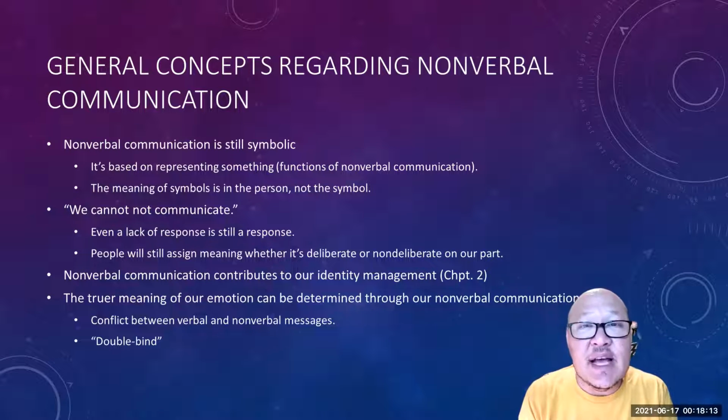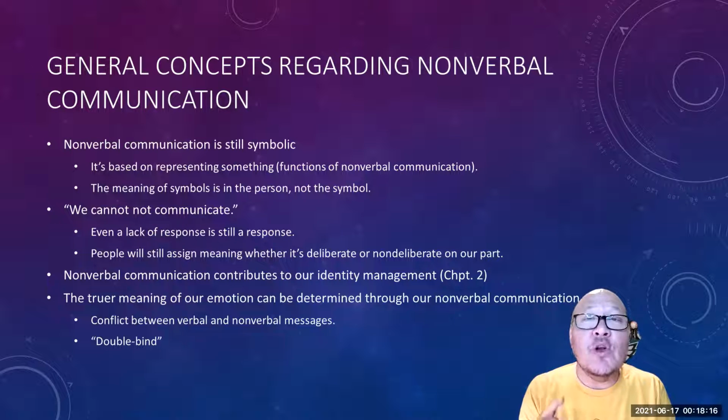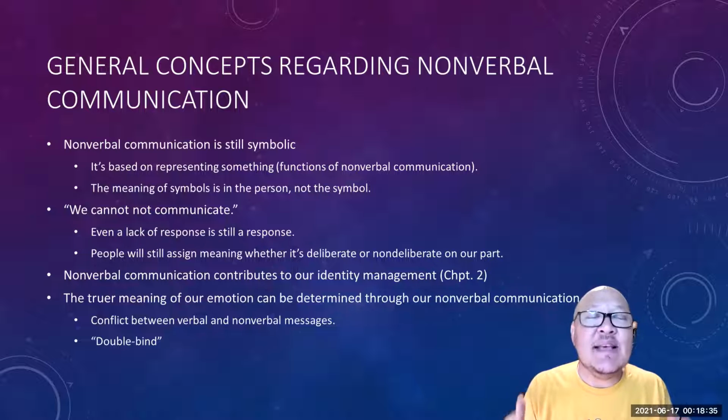Here's a concept that I don't think is really discussed in the chapter itself, but it's important to take note of, and that is that communication theorists say that we cannot not communicate. Okay, we cannot not communicate. So what does that mean? That means that, especially when it comes to nonverbal cues, we are always sending messages, whether they're intentional or deliberate. And what we really have to be careful with is when we unintentionally send a message with the nonverbal cues that we use. So as it says here, even a lack of response is still a response.